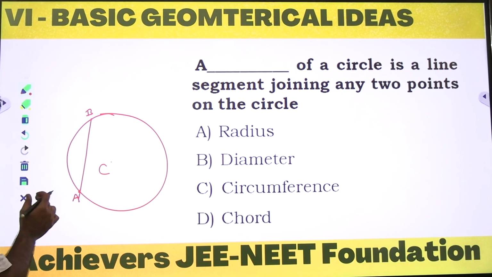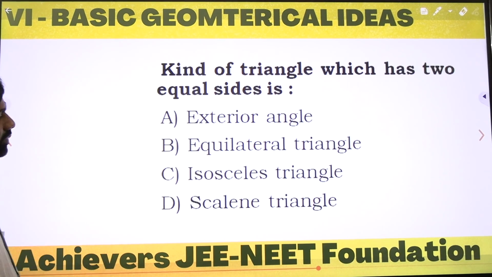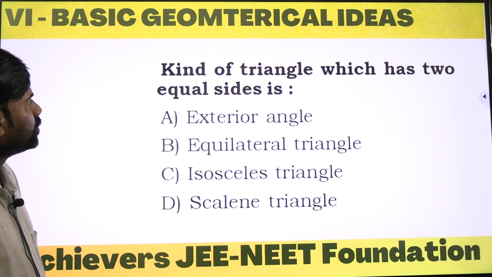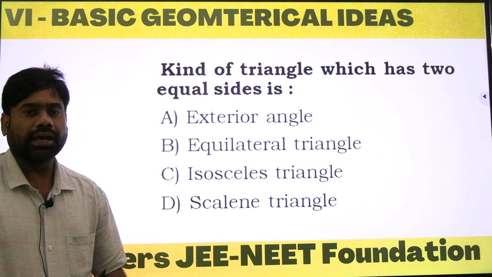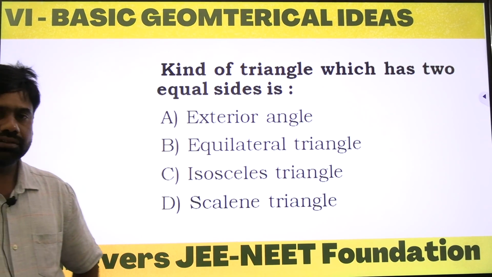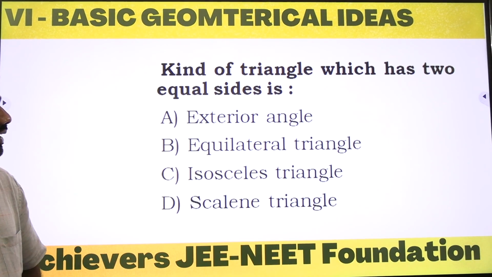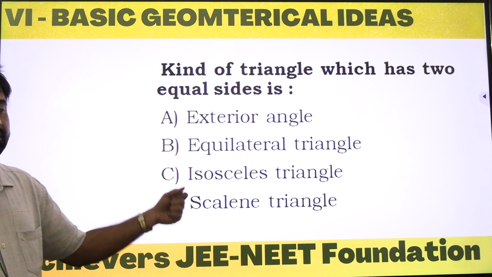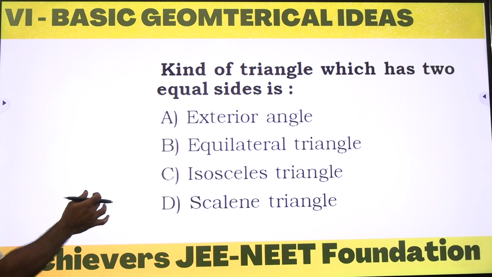Okay, next question. Kind of a triangle which has 2 equal sides is dash. As per the definition of isosceles triangle, a triangle in which 2 sides are equal is called an isosceles triangle. Therefore, isosceles triangle is the correct answer. Option C is correct one. Let us go for next question.